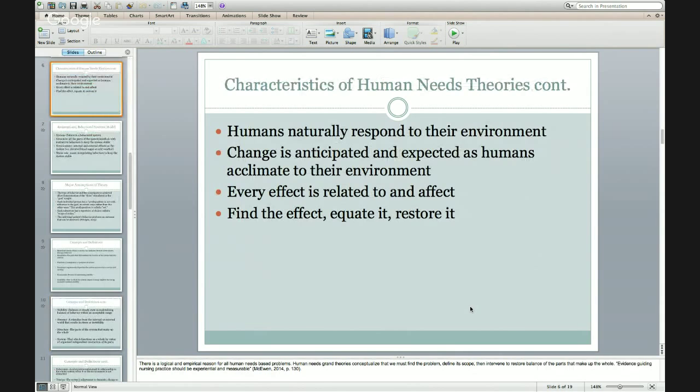Characteristics of human needs theories continue that humans naturally respond to their environment. Change is anticipated and expected as humans acclimate to their environment. Every effect is related to an affect. We must find the effect, equate it, and restore it back to health.